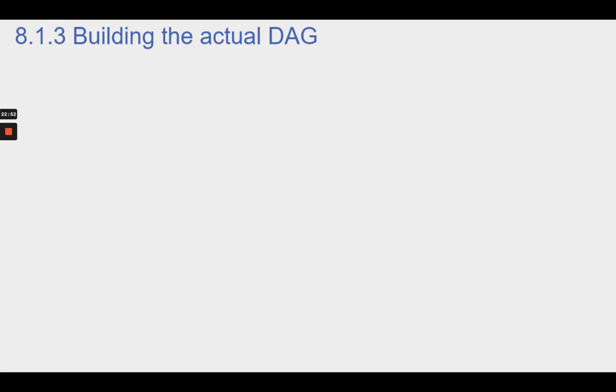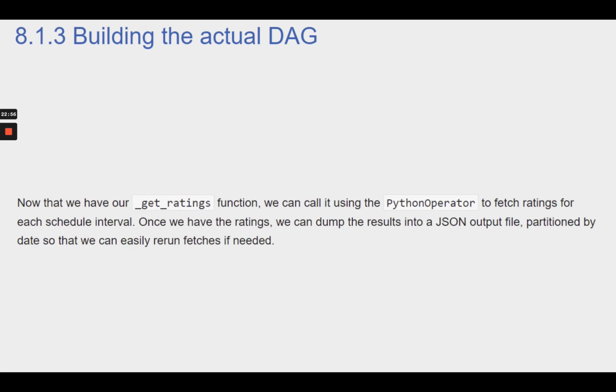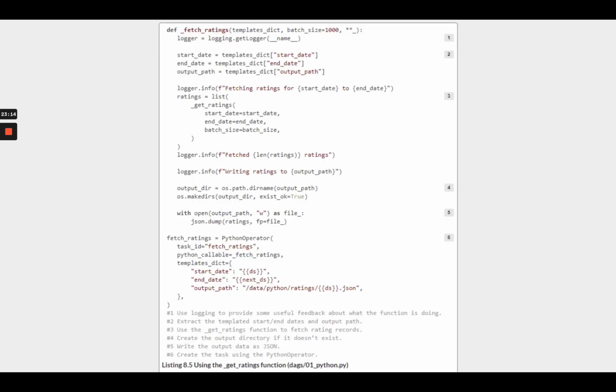Section 8.1.3, Building the Actual DAG. Now that we have our _get_ratings function, we can call it using the Python operator to fetch ratings for each schedule interval. Once we have the ratings, we can dump the results into a JSON output file, partitioned by date so that we can easily rerun fetches if needed.